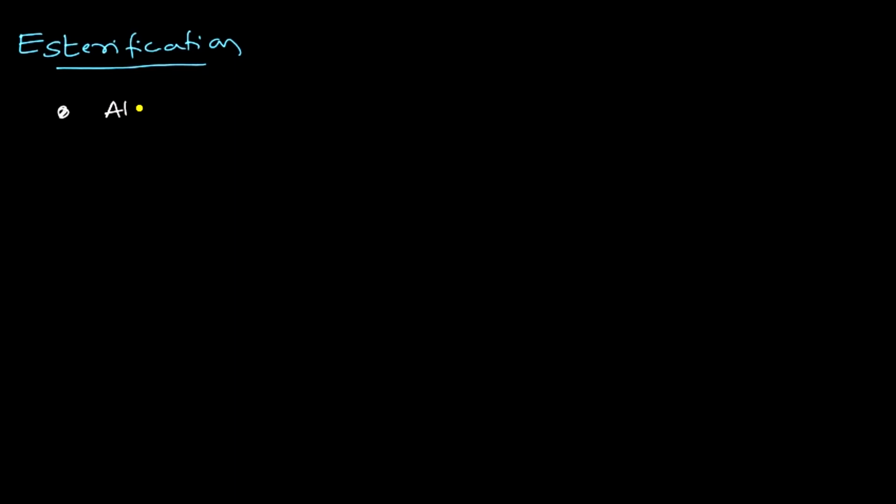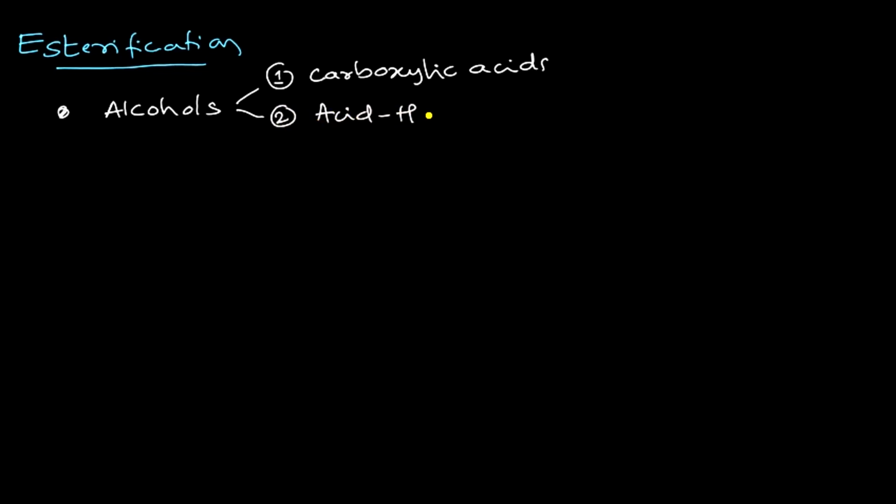When alcohols react with carboxylic acids, or they may react with acid halides, second one, acid halides, or they may react with acid anhydrides. So there are various methods by which we can prepare the esters. So take an example here.